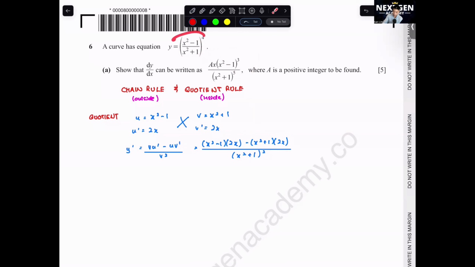Now we have to do the outside part also. So dy over dx will be 4. We don't differentiate first. We put this one, then we put the derivative at the back. (x squared minus 1 over x squared plus 1) to the power of 3. Then we put the derivative that we calculated with the quotient rule. Let's see if we can simplify this. Any way to simplify? x squared minus 1.